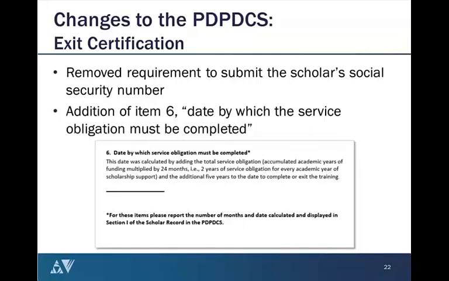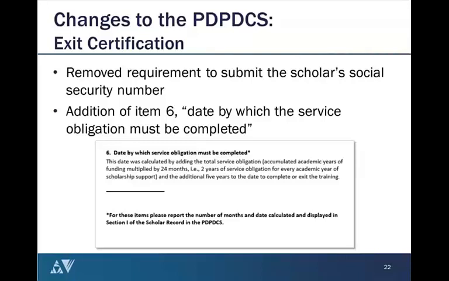Some additional changes that were made to the exit certification are the requirement to include the scholar's Social Security number, again, has been removed from the exit certification. Nowhere on the exit cert should the scholar's Social Security number appear. Remember, the pre-scholarship agreement includes the section for the scholar's Social Security number for your records. However, it should be redacted, as I said, prior to the submission in the database.